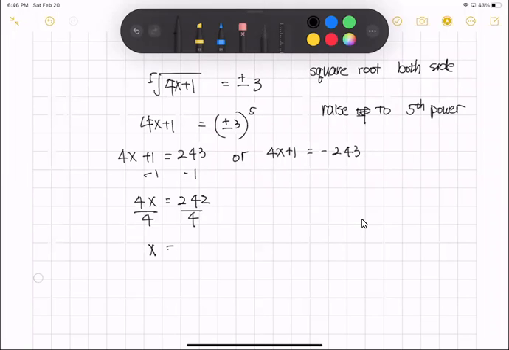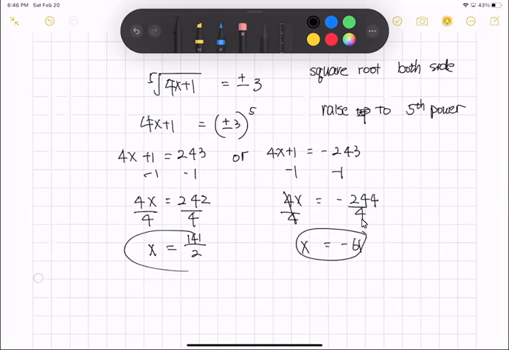So I have x either equals 121/2. Or if we subtract, we have 4x equals negative 244. We divide by 4 on both sides. I have x equals negative 61. Here's the true solution.